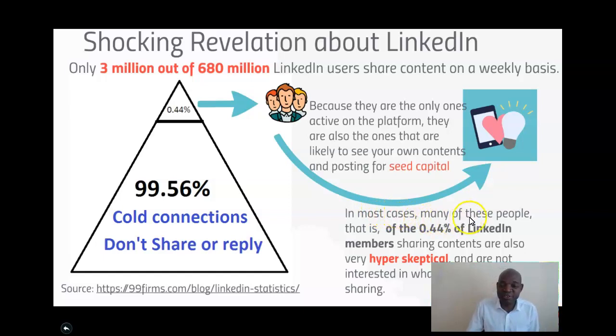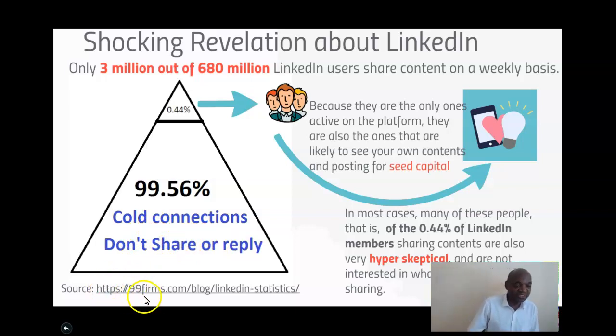So in most cases, many of these people, that is, of the 0.4% of LinkedIn members sharing content, are also very hyper skeptical and are not interested in what other people are sharing. So we have a huge number, 99.56%, that are inactive. I refer to them as cold connections. They don't share anything, they don't reply, they seldom visit LinkedIn.